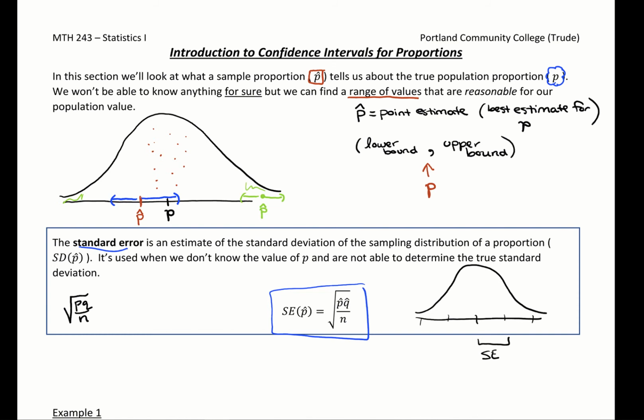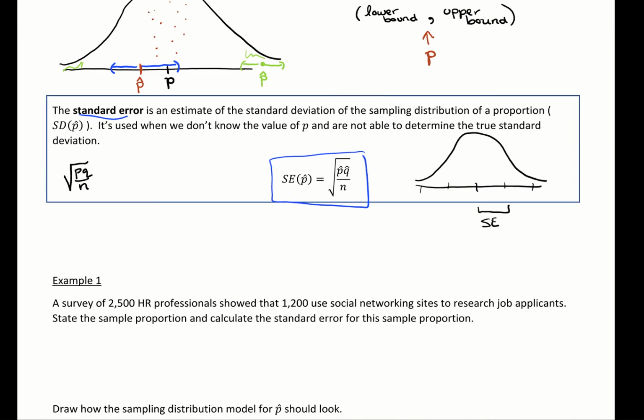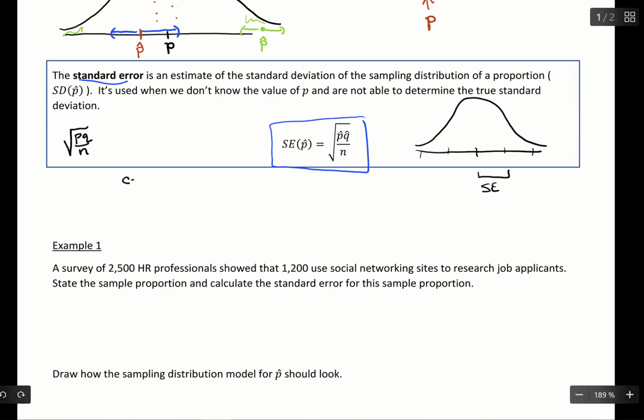In this though, I keep drawing this normal curve, and to know that we have a normal curve, we have to pass our conditions. So with these, we're going to be checking our conditions, which will be very similar to our sampling distribution of proportions. We need to have independence.